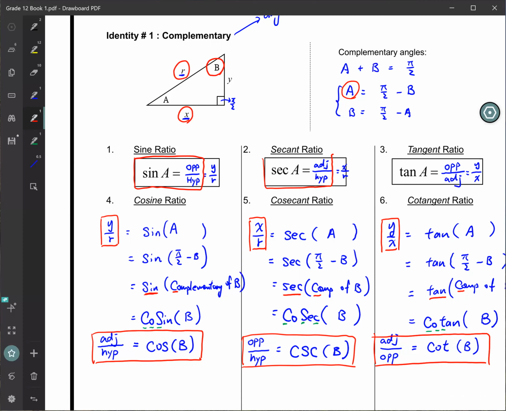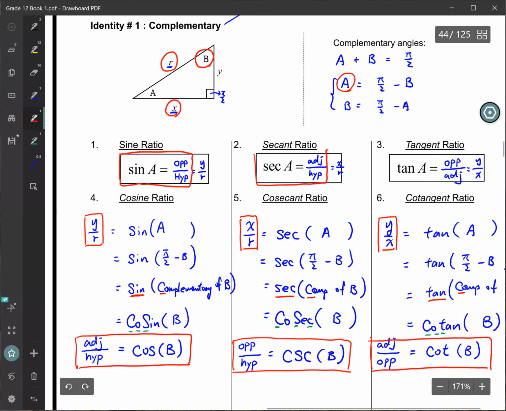Hold on a sec. I think we mixed up something here, okay? Because adjacent over hypotenuse, we've done it, right? We shouldn't be doing x over r. So we made a mistake here. It is r over x, okay? We need to flip this upside down, okay? So take out your eraser, okay? Just a little fix here. Hypotenuse over adjacent, right?